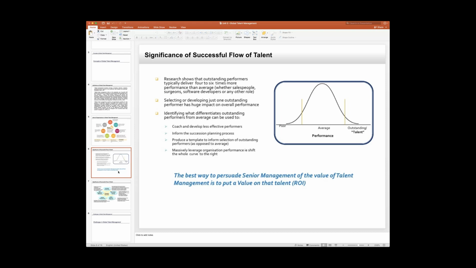And what we have seen is, to a large extent within the organization, the research actually points out, and I'm going to read this out from the slide, it says research shows that outstanding performers typically deliver 4 to 6 times more on performance than average people who have been rising through the ranks within the organization and are normally seen as fit individuals to take the management helm.